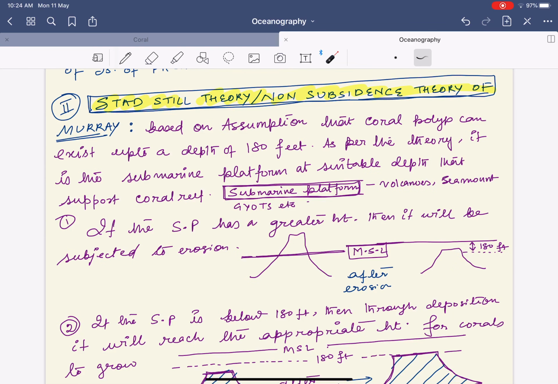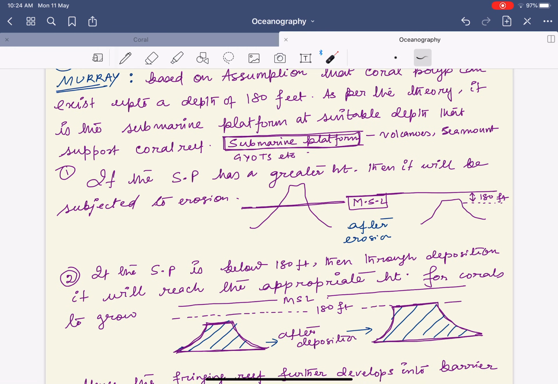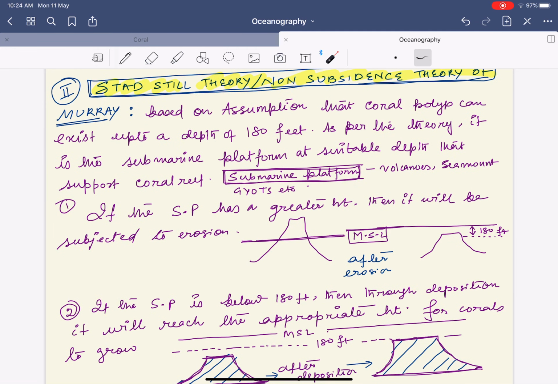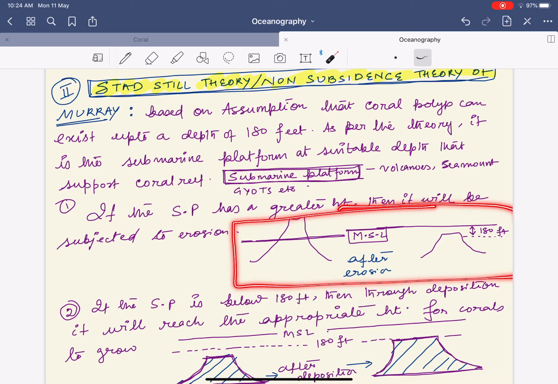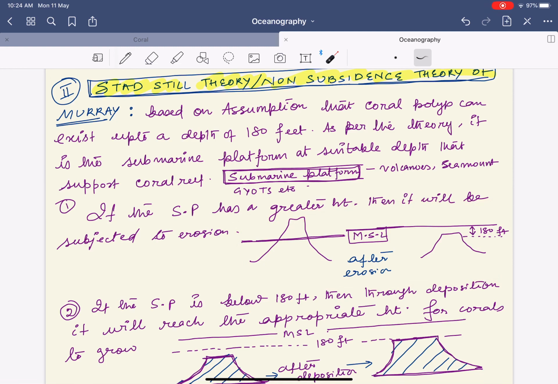Next, we have the standstill theory of Murray. The standstill theory of Murray is very simple, just understand it. Murray says that there is no subsidence, there is no emergence. He says, just look into this figure. First of all, his only assumption is that the coral polyps can exist only up to a depth of 180 feet. This is the basic assumption.